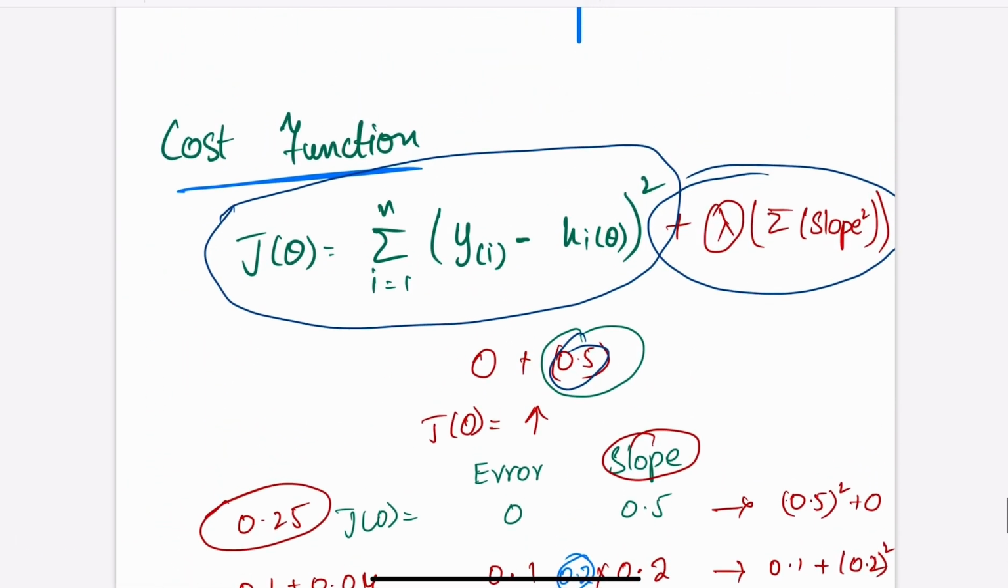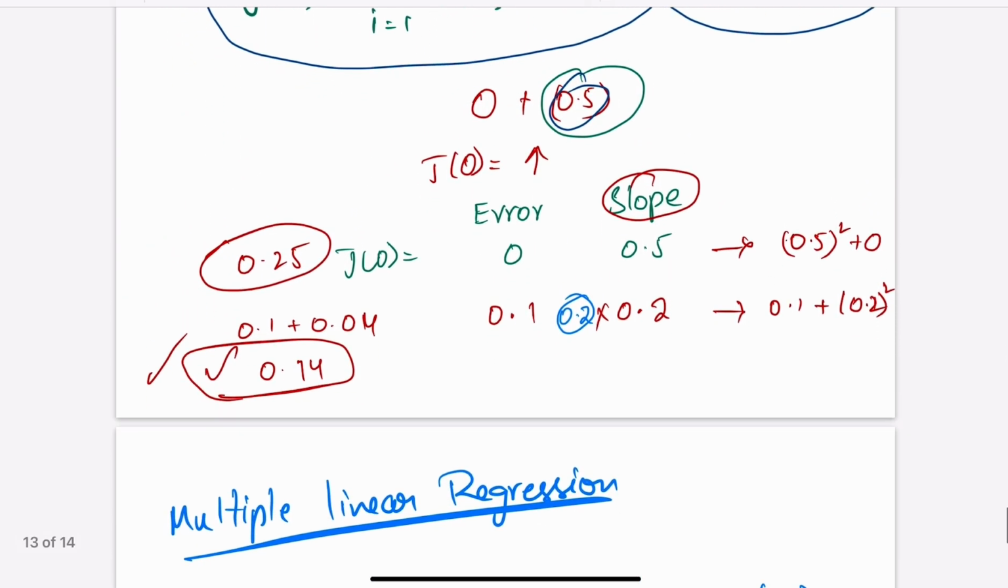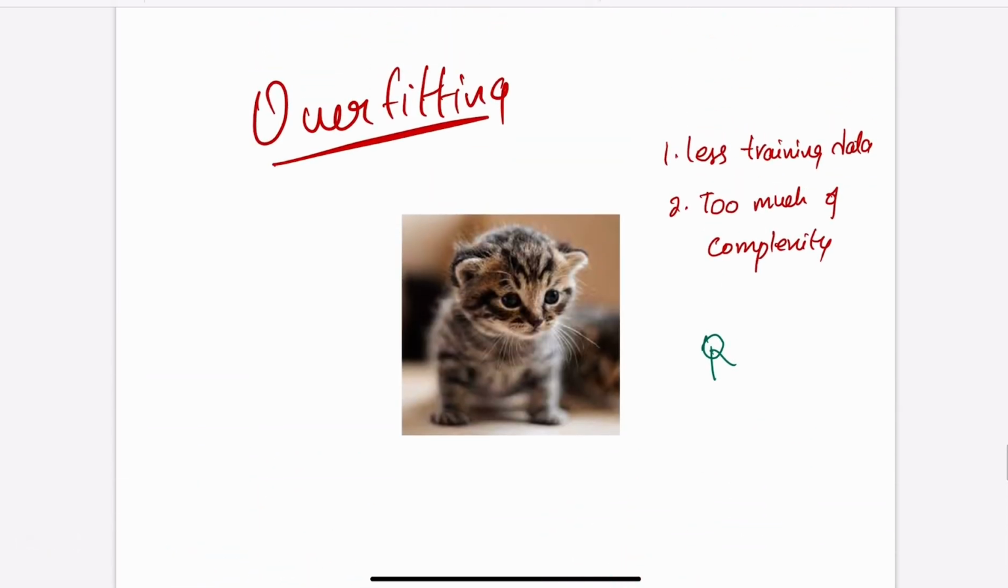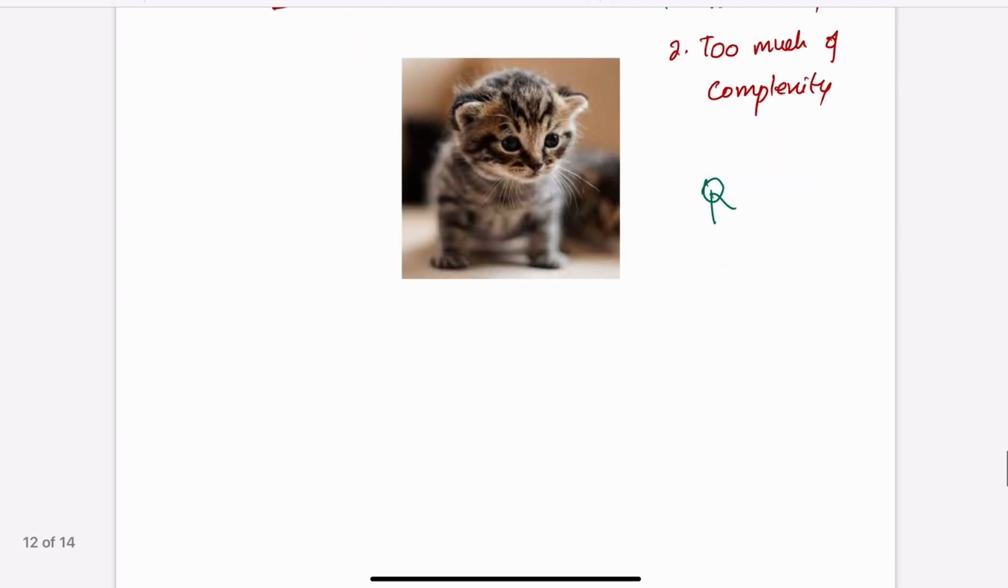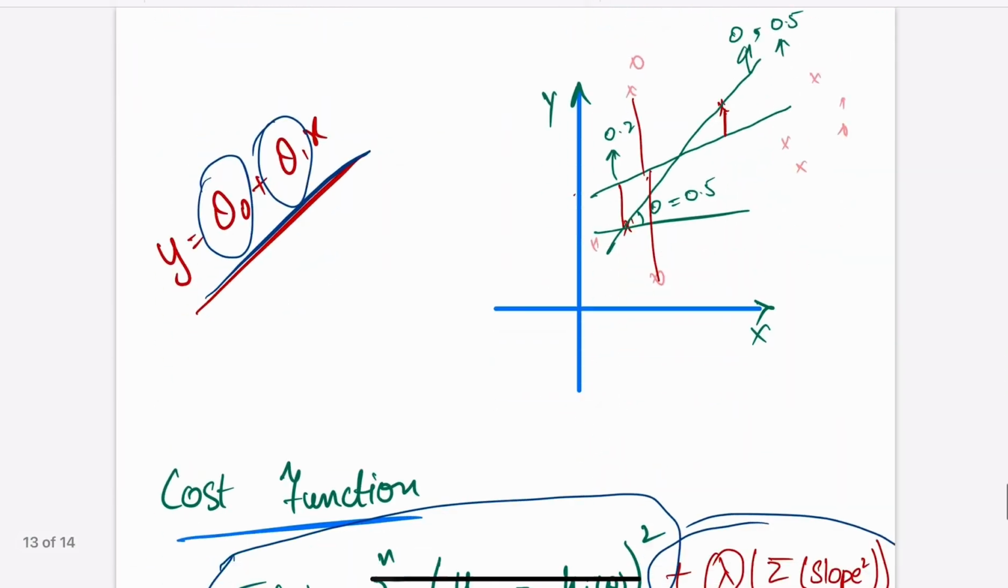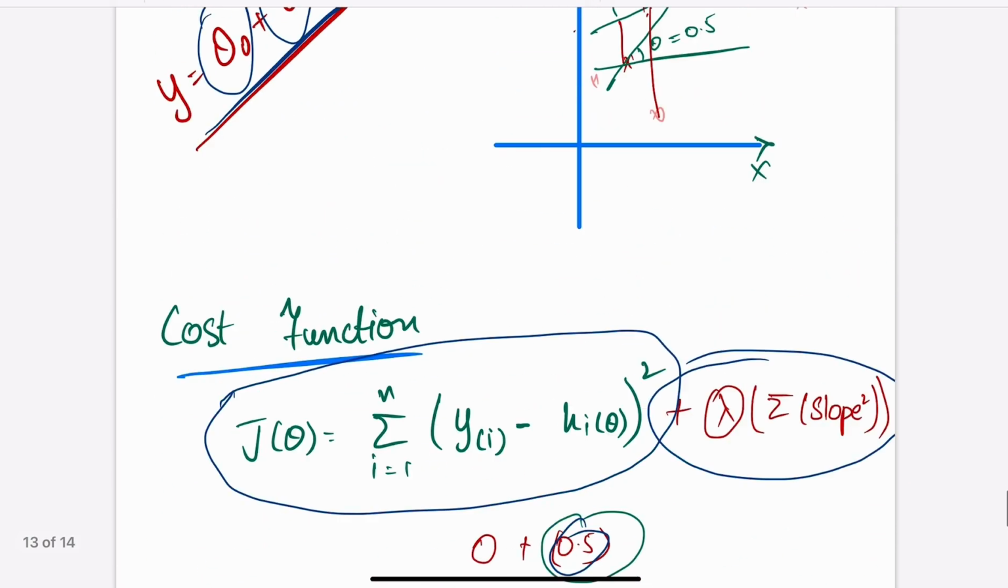So that's about this video. I think you guys have learned what overfitting is and what ridge regression is. Ridge regression is also called L2 regression. I'll also talk about L1 regression, but for this video, I'm just sticking to ridge regression, which is L2.